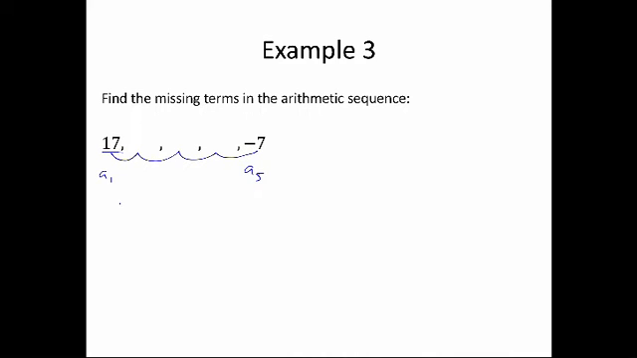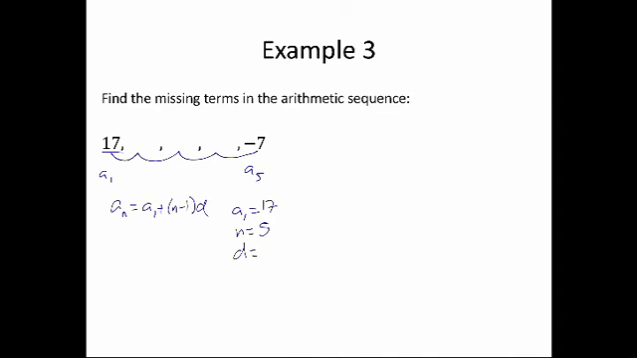One way we can go about this is if we say a sub n equals a sub 1 plus n minus 1 times our common difference d, we can figure out a lot of these. We know our first term. Our first term in this case is 17. N would just be the number of the term that's last in line. So we have our 5th term, so we're going to say it's 5. What we don't know is the common difference. That's what we're going to have to figure out.